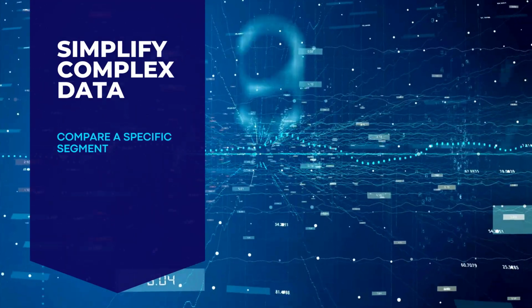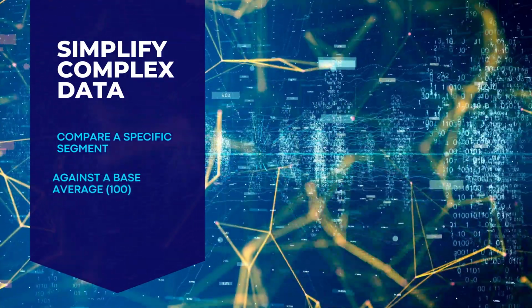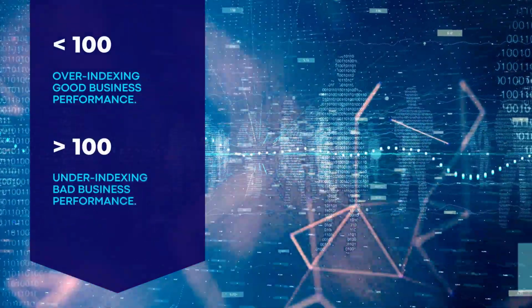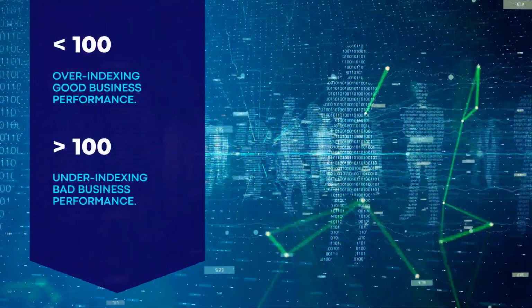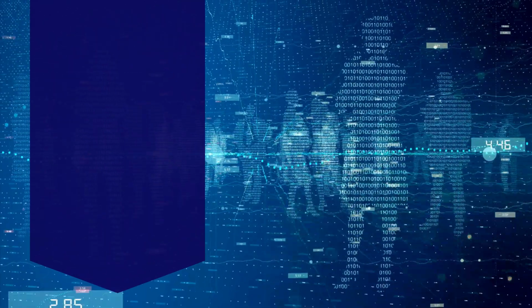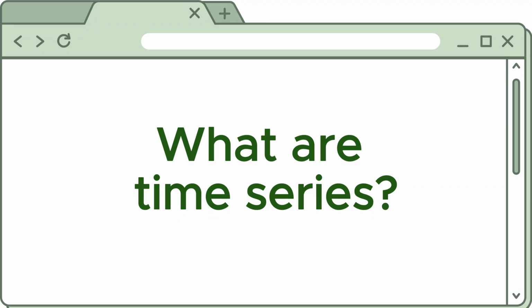Index numbers simplify complex data by comparing a specific segment performance against a base average, 100. Over 100 is over-index, meaning a good business performance. Under 100 is under-index, bad business performance. Now let's establish what time series basics are.